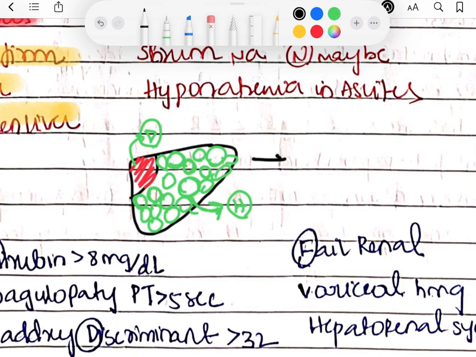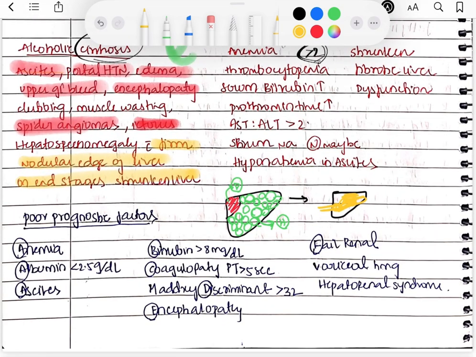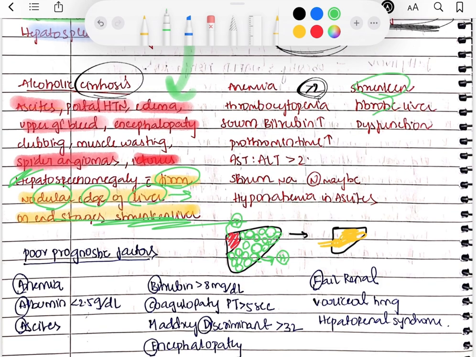Later what happens? It will be shrunken, small, and fibrotic. Why? What is the reason? Because of obstruction to the blood flow. The blood vessels which supply the growth of this liver tissue will be getting obstructed. That is why it causes this fibrotic liver in the end stages of cirrhosis. So that is the meaning of this. Hepatosplenomegaly can be seen along with the firm nodular edge of the liver initially, but in the end stages there will be a shrunken liver. Even in the biopsy you can see this shrunken fibrotic liver. So this is about cirrhosis.